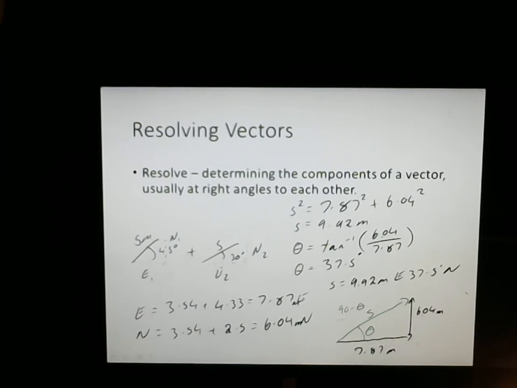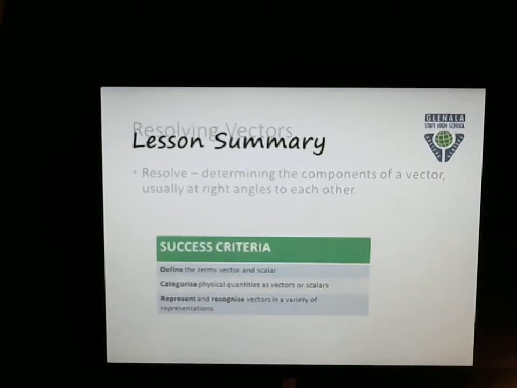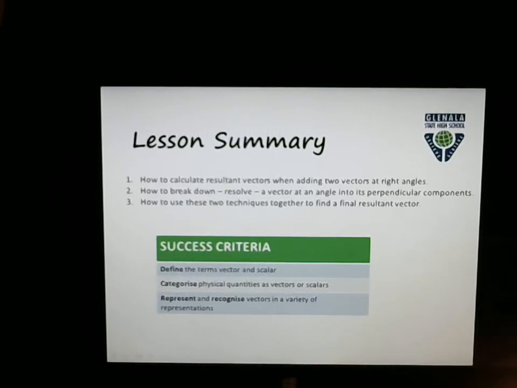So, in this video we have learnt how to calculate resultant vectors when adding two vectors at right angles, how to break down, or resolve, a vector at an angle into its perpendicular components. Remember, that means at right angles. And finally, how to use these two techniques together to find a final resultant vector.